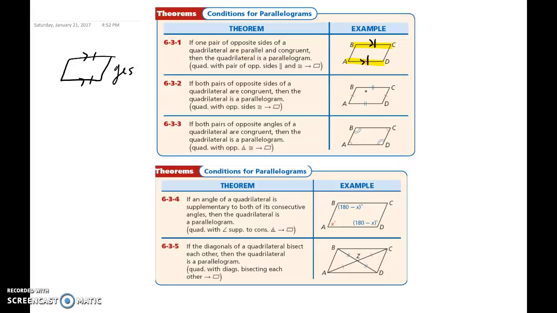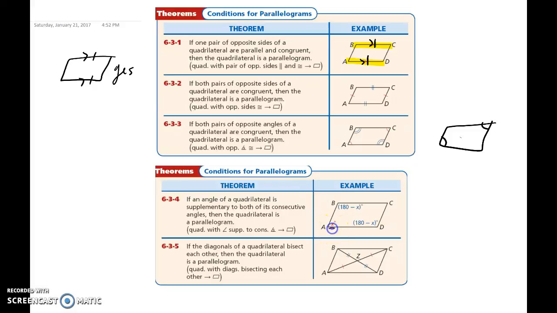If I give you that both pairs of opposite angles are congruent, now it must be both. If I just give you this and say this is congruent to this, that's not enough information, because these two angles don't have to be congruent. So I need to give you both that they're congruent. So if I give you that both pairs of opposite angles are congruent, then that means that this is in fact a parallelogram.